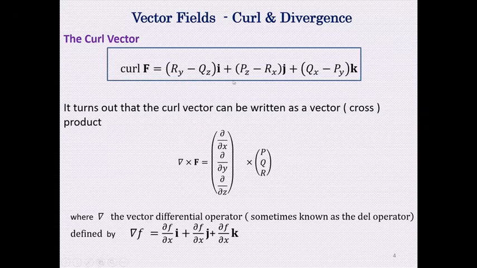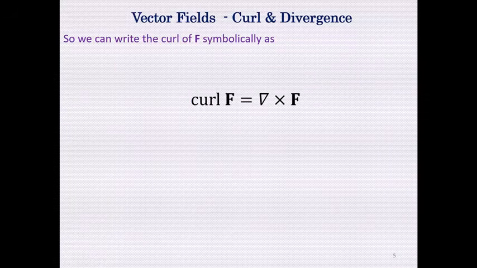Interestingly, this expression can be obtained by taking a cross product of two vectors. The first vector is what is known as the del operator. The second one will be the vector field F itself. I leave this to you as an exercise. If you perform this cross product faithfully, you can recover this formula. Because of this interesting fact, we can sometimes write curl of F as del cross F.